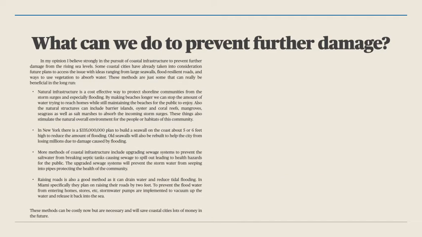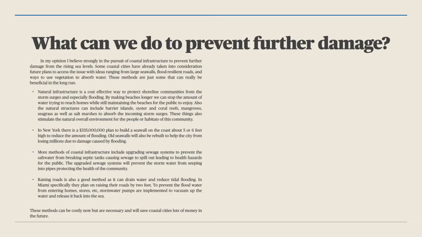In New York, there is a $335 million plan to build a seawall on the coast about 5 or 6 feet high to reduce the amount of flooding. Old seawalls will also be rebuilt to help the city from losing millions due to damage caused by flooding.